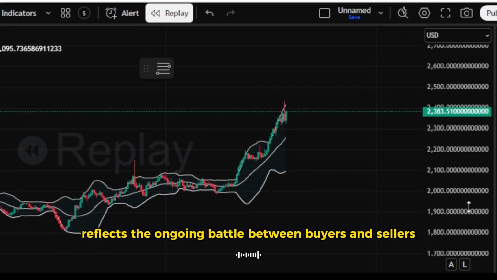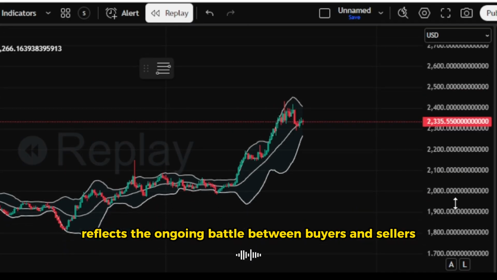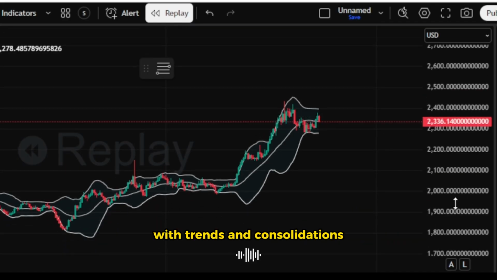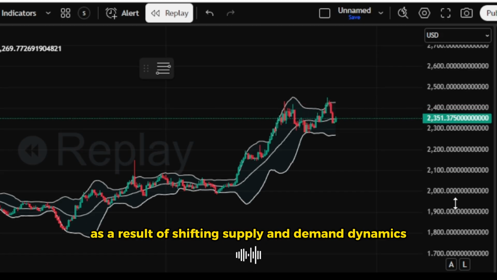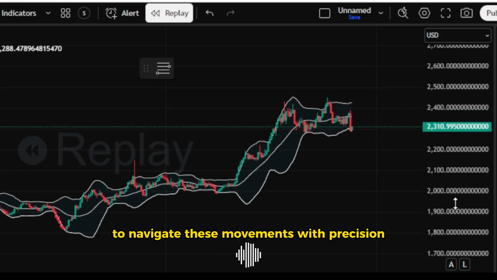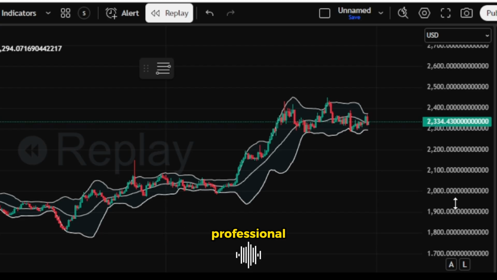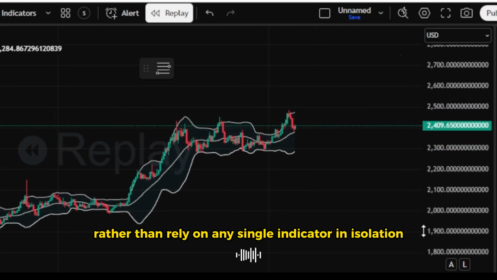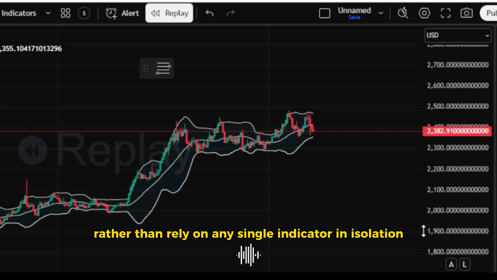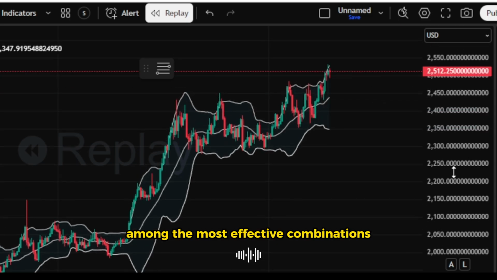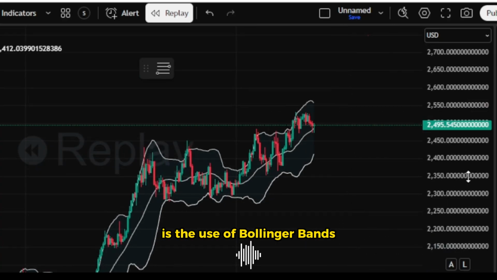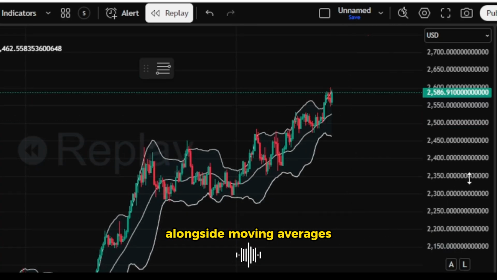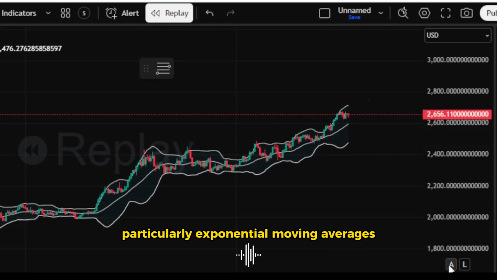Price action reflects the ongoing battle between buyers and sellers, with trends and consolidations forming as a result of shifting supply and demand dynamics. To navigate these movements with precision, professional traders often combine tools that complement each other, rather than rely on any single indicator in isolation. Among the most effective combinations is the use of Bollinger Bands alongside moving averages, particularly exponential moving averages.